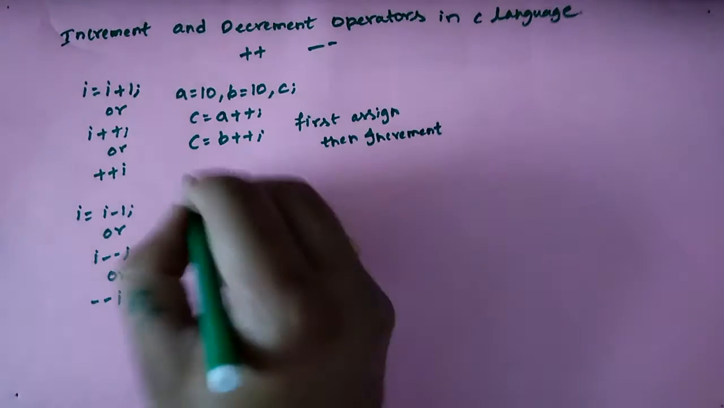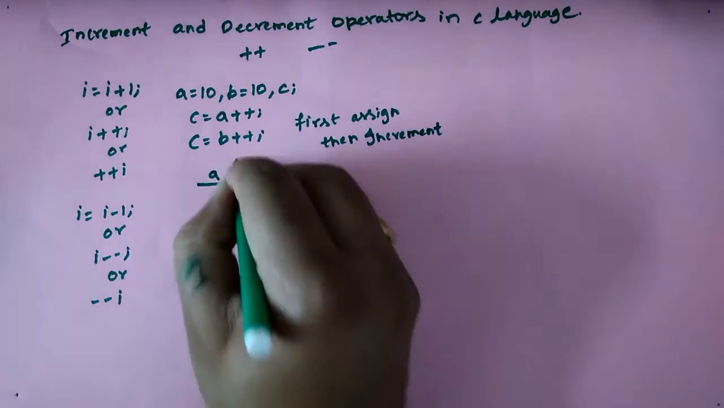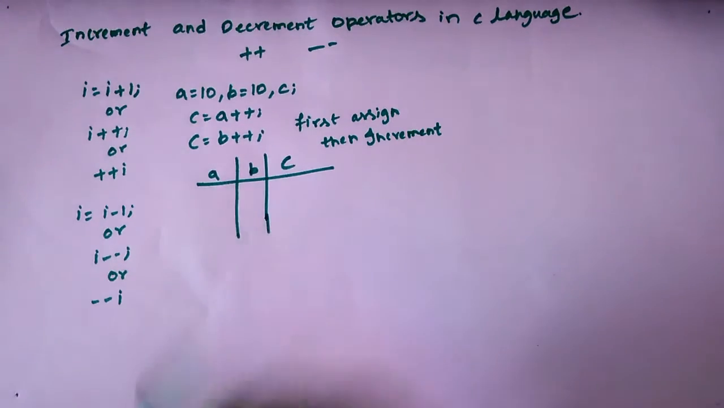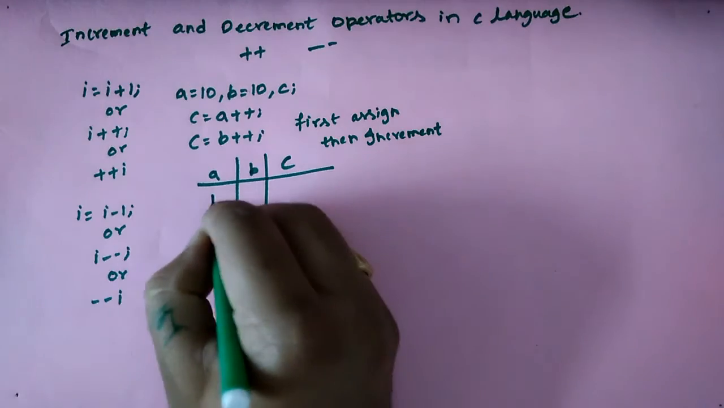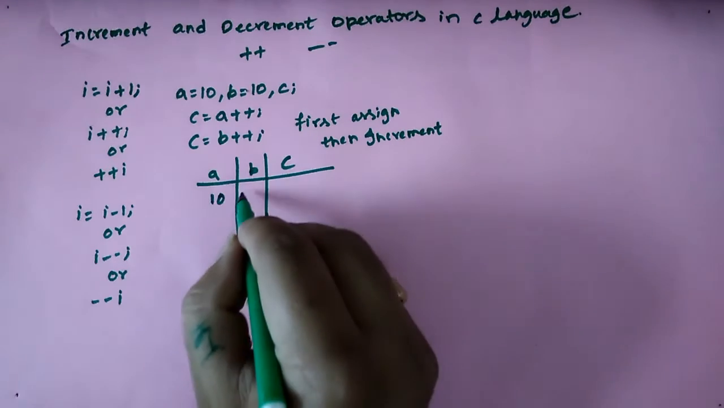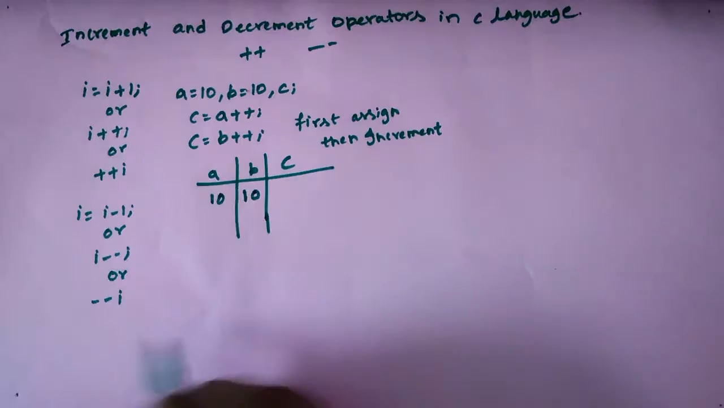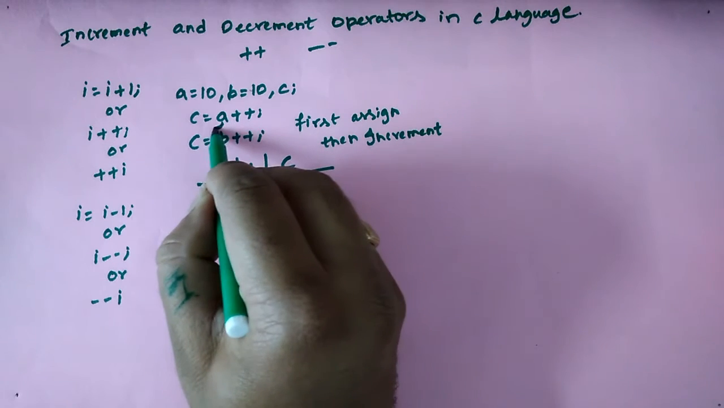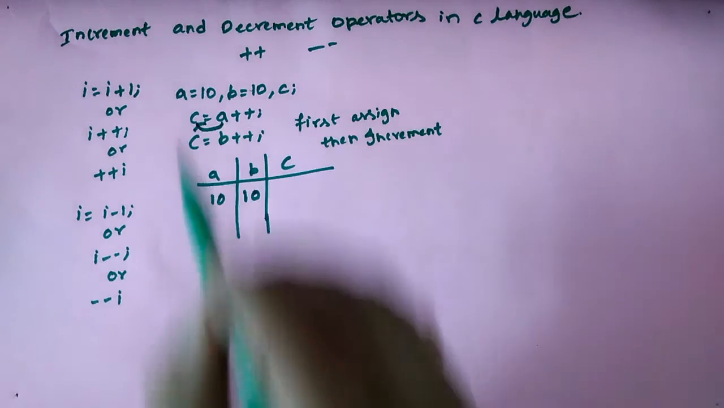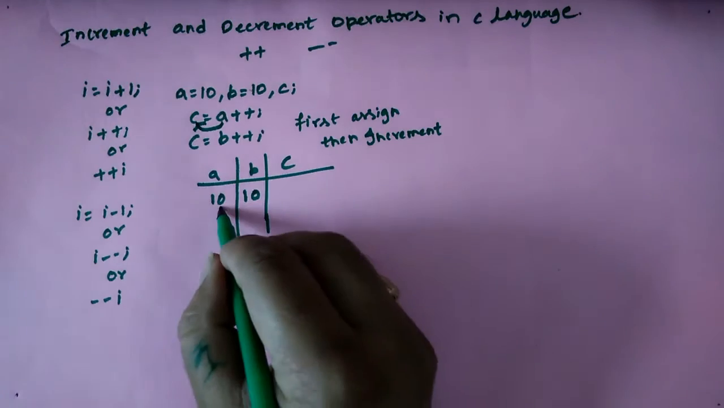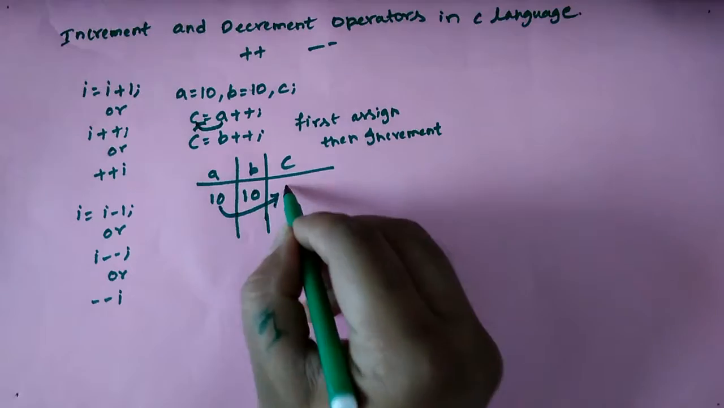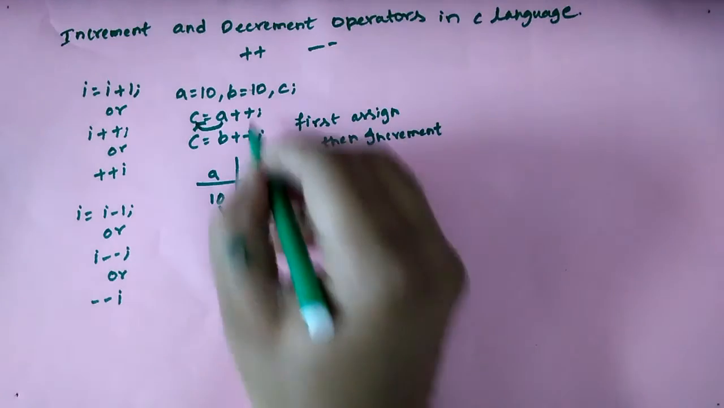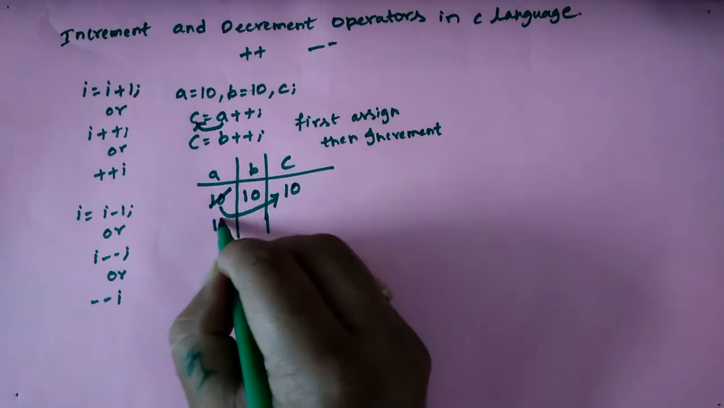Now let's see how to solve this one. How many variables we have? 3 variables, A, B and C. What is the value of A? It's 10. What's the value of B? It's 10. Now, first assign A value to C. What is A value? 10. Assign it to C. Then increment A value. 10 will become 11.